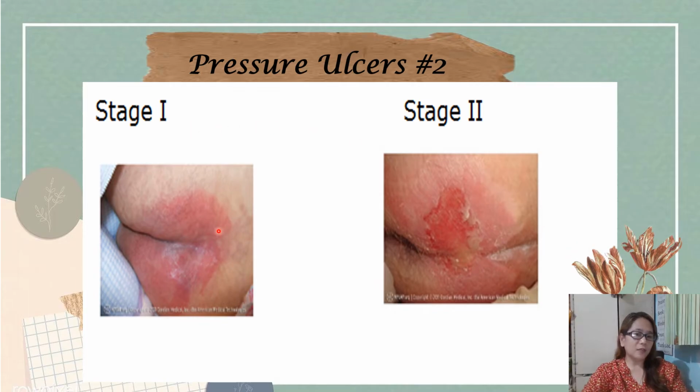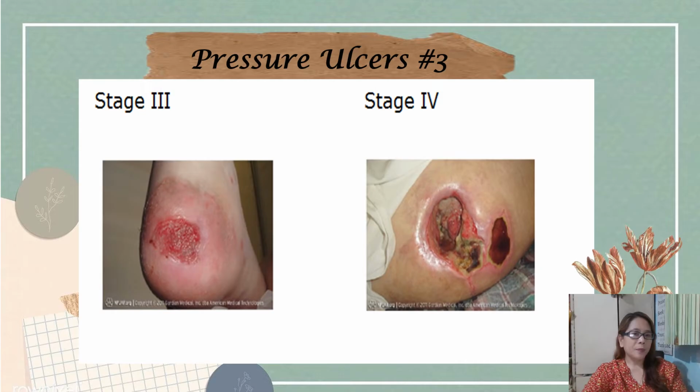Again, in stage 1, only the skin is affected. There are already changes in the color of the skin. In stage 2, it affects now the epidermis and the dermis. And then stage 3, affected na yung subcutaneous, di ba? Nakikita nyo na yung yellowish dyan. And then stage 4, these are the bony prominences. This is the ankle, no?